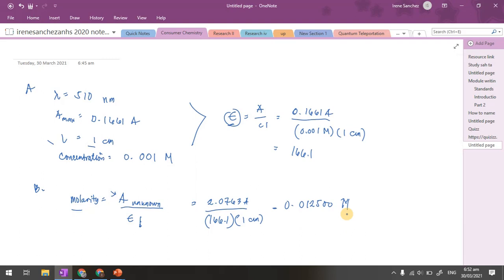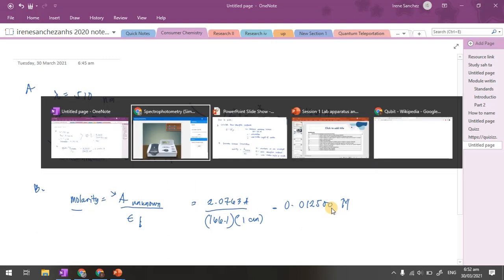So for example, in the lab, we have an extract and we want to know the concentration of that given extract. So how much of a chemical was there? So we can use this instrument to know the unknown concentration. So this is how we're going to solve that. So the answer that we got is 0.012500 molar. So let's try to see if we got it right.